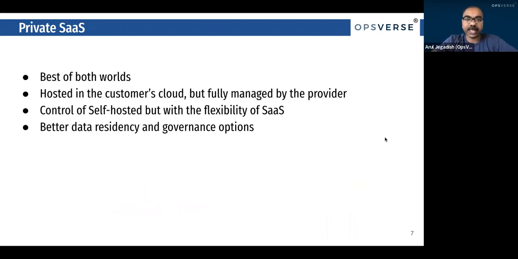Now, let's talk about the private SaaS. Private SaaS is where we combine the best of both worlds. We bring in the flexibility of SaaS, but at the same time, we allow the customers to keep the control of self-hosted. In this case, all the tools themselves are hosted within the customer's network, but it is fully managed by the provider, just like how a provider would manage SaaS, they'll manage private SaaS. And because all the tools are running within your network, the data never leaves your network perimeter, and hence you have full data residency and governance options.